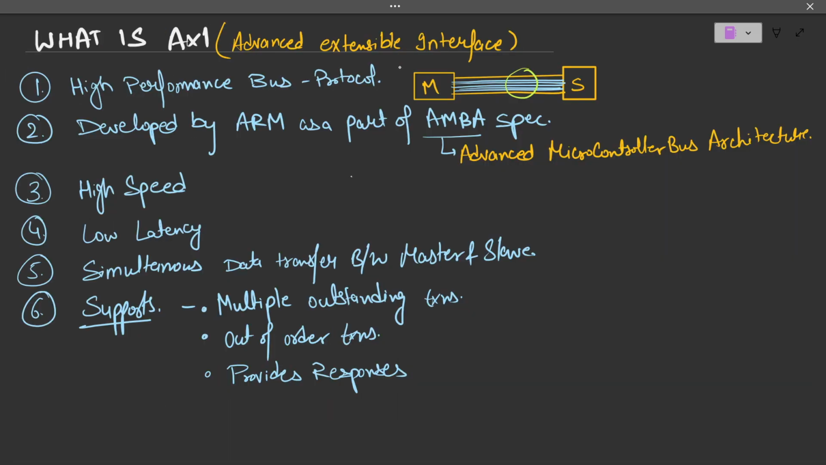So what exactly is AXI? AXI stands for Advanced Extensible Interface. This is a high performance bus protocol. High performance, we know that it performs at high speeds, and it can do a high amount of data transfer. So when we say bus protocol, that means between master and slave there are a lot of signals which are being connected to master and slave, and these all signals work together. These are a set of signals.